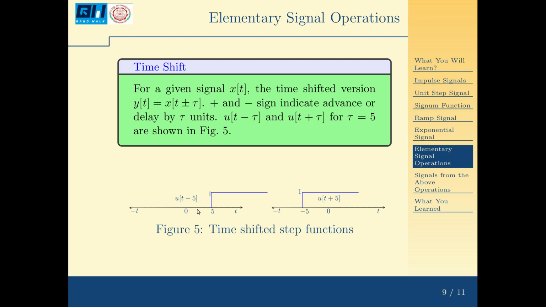So u(t minus 5) is delayed by 5 units. It starts at t minus 5 equal to 0. This origin is at t minus 5 equal to 0, or t equal to 5. The new origin is at t equal to 5. So this is delayed by 5 units.